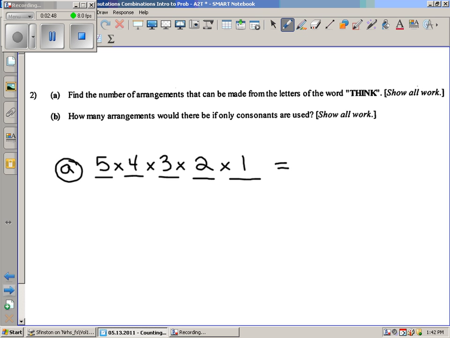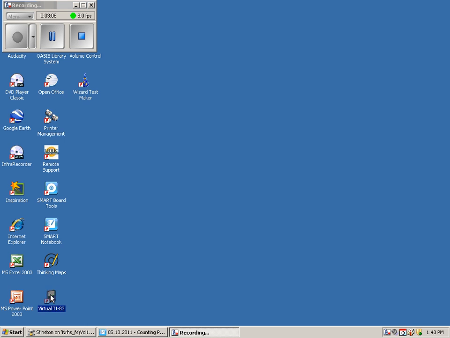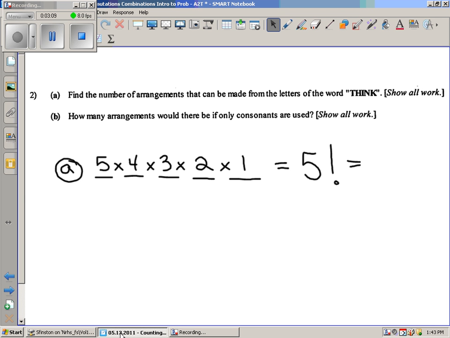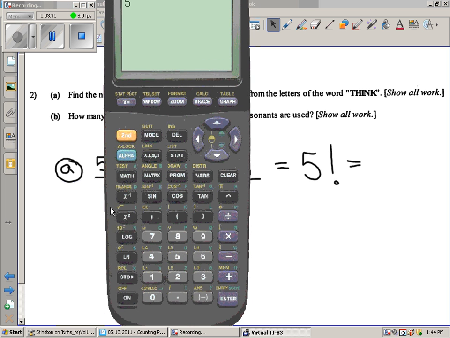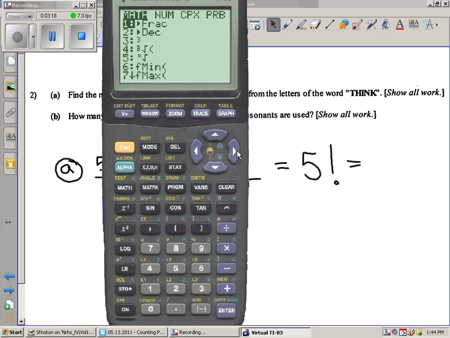Now, this could get really annoying. Suppose there were like 150 letters. Can you imagine writing that out? Yeah, that's the same thing as saying 5 factorial. Break out those calculators. It's 120. Let me show you where to go, so that you know in the future. 5, math, scroll all over to PRB, which stands for probability. Scroll down to the factorial, just like that, 120.